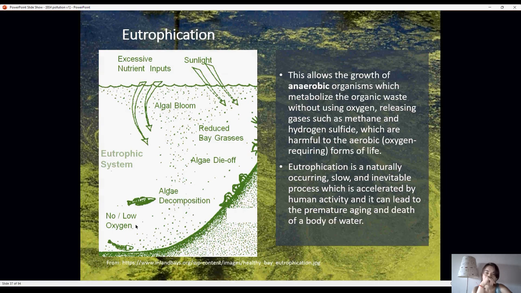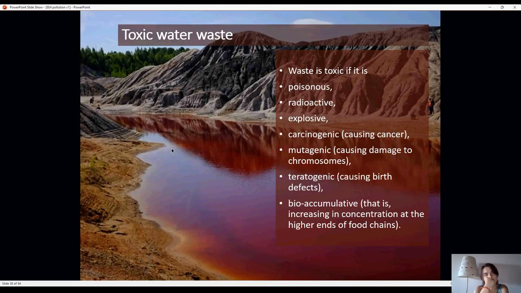Okay, so eutrophication is a well-known, well-described process, but it can be accelerated by excess phosphates and nitrates from either domestic use or also obviously from agricultural use. It's typically associated with agricultural runoff, which is the water which comes off the fields.